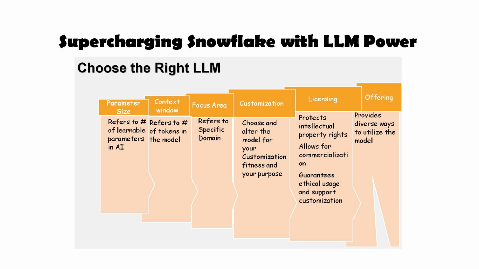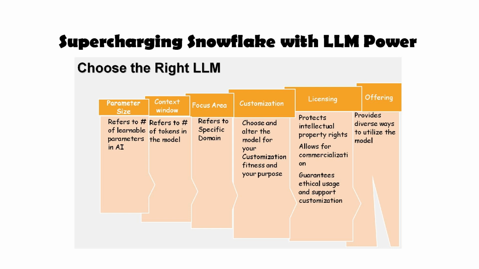Exactly. Then you've got the context window. This is basically how much information, think words or parts of words, tokens, the model can kind of hold in its head and process at one time. Okay, so bigger window, better for understanding long documents or back and forth conversations. Precisely. Then there's the focus area. Is the model a generalist or is it specialized in something specific, like medical text or code generation?